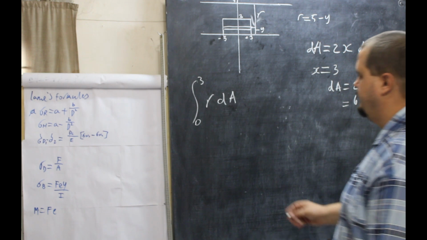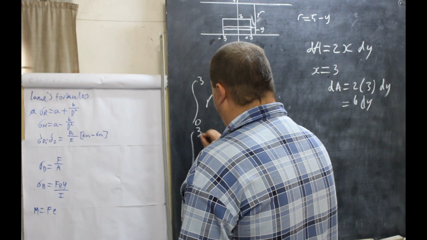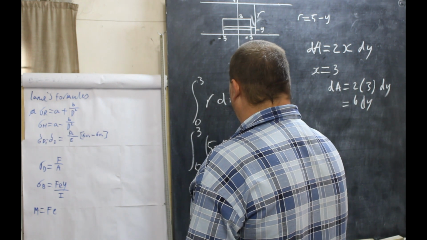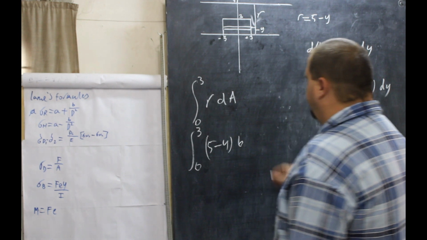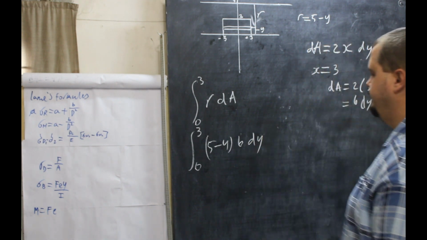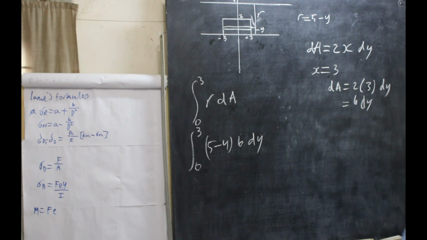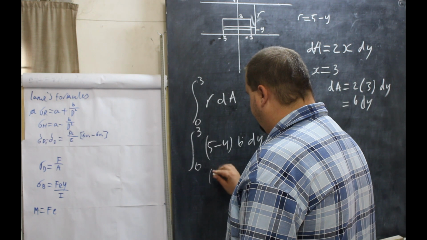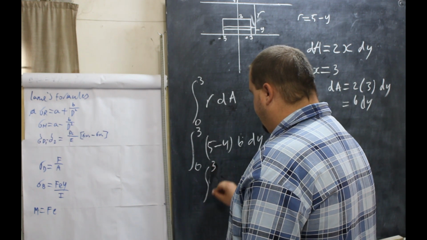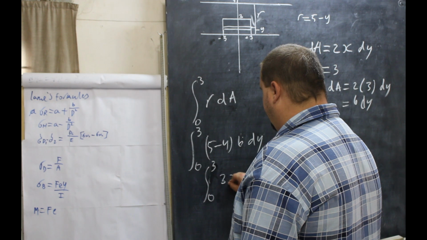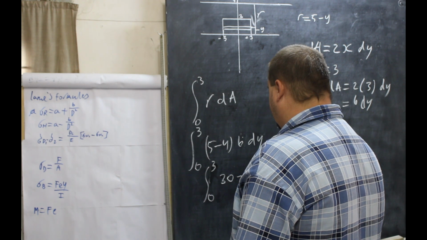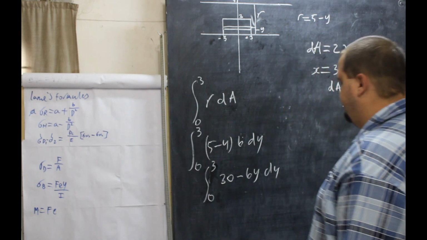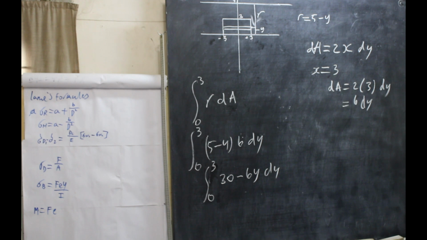So now we have our formulas. So the integral from 3 to 0 of 5 minus y times 6 dy. Now we can put these in line. So 5 times 6 is 30. So it's the integral from 3 to 0 of 30 minus 6y dy. Now we can integrate.